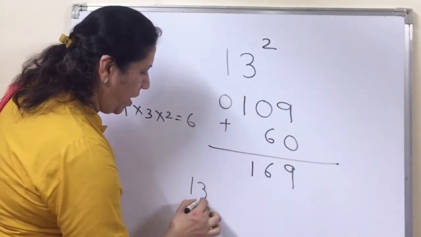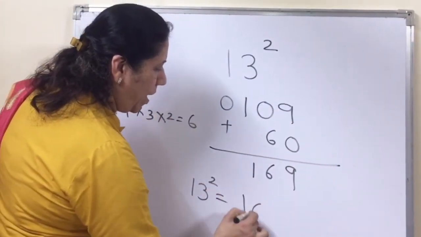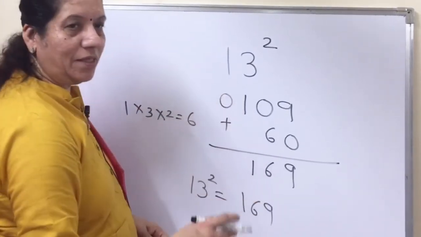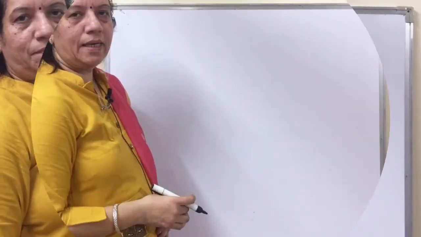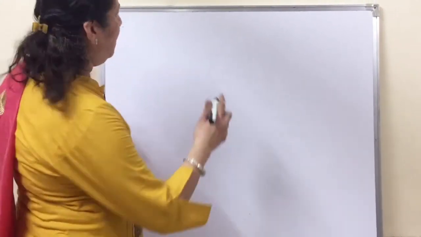So what is your final answer? 13 square is equal to 169. So see, it is very easy. Let us take another example.